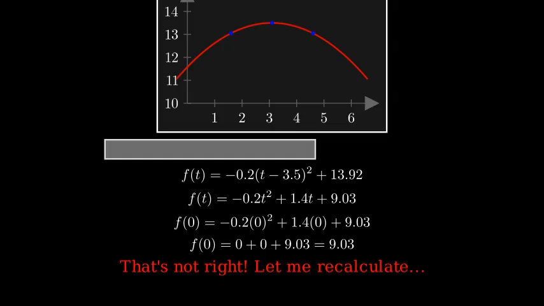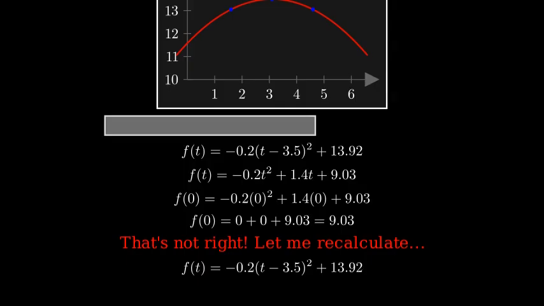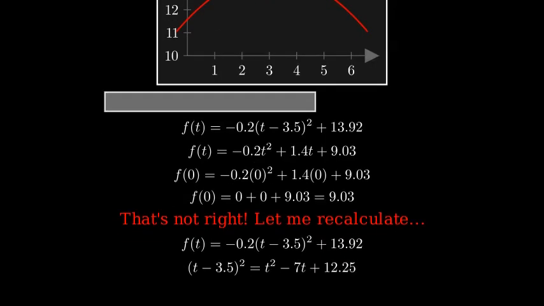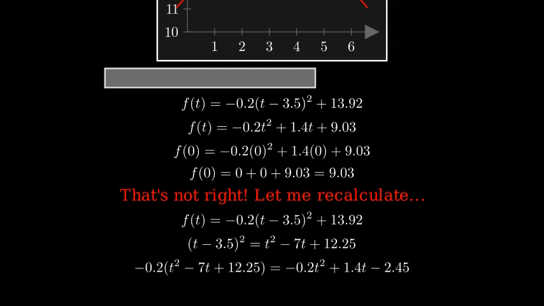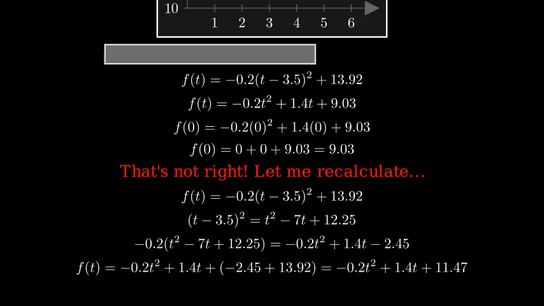Let me double-check the conversion to standard form. Let me recalculate the conversion from vertex form to standard form. Starting with f of t equals negative 0.2 times the quantity t minus 3.5 squared plus 13.92. Expanding the binomial, t minus 3.5 squared equals t squared minus 7t plus 12.25. Multiplying by negative 0.2, negative 0.2t squared plus 1.4t minus 2.45. Finally, adding 13.92, f of t equals negative 0.2t squared plus 1.4t plus 11.47.